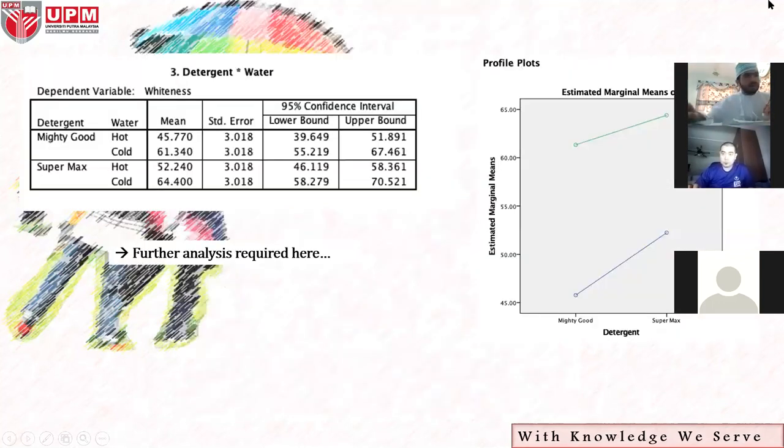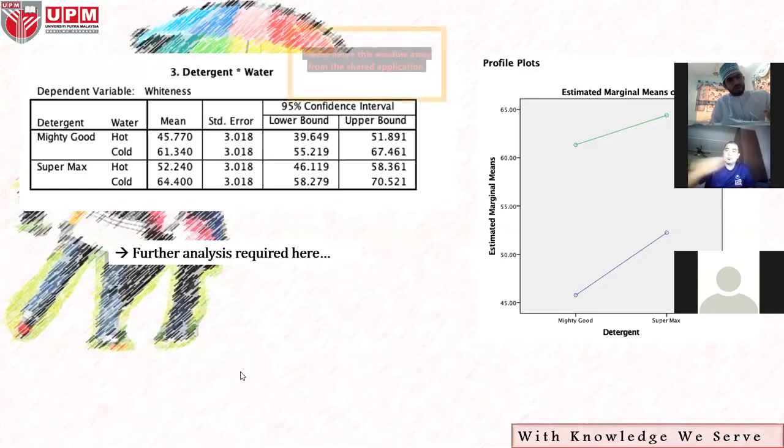Last Tuesday we stopped here. So this is the result. Actually we do not use this confidence interval. So we need another step to further check our findings on the interaction.